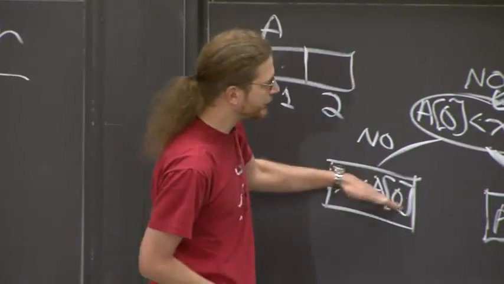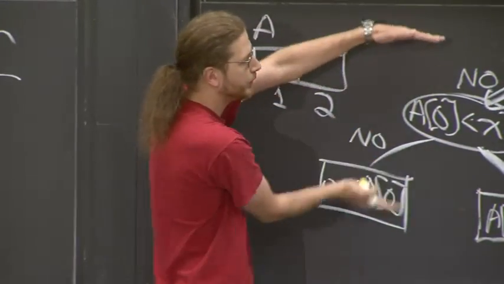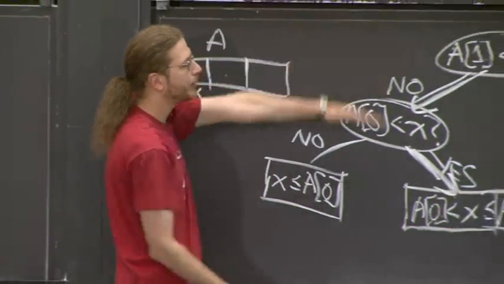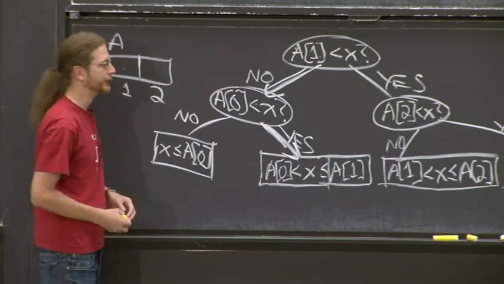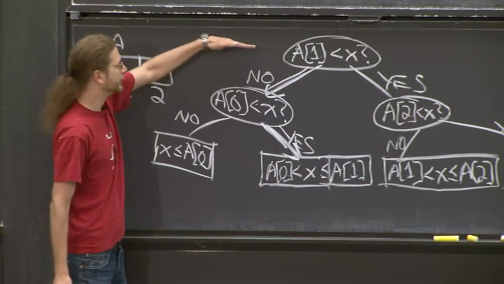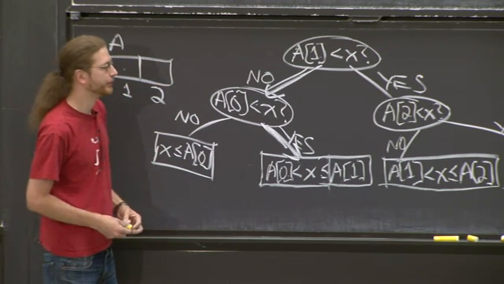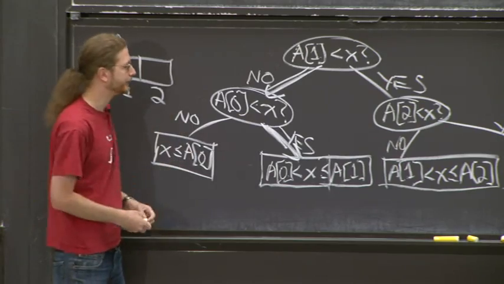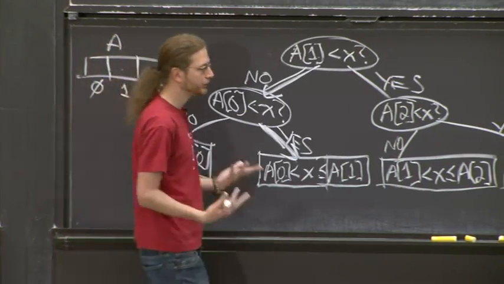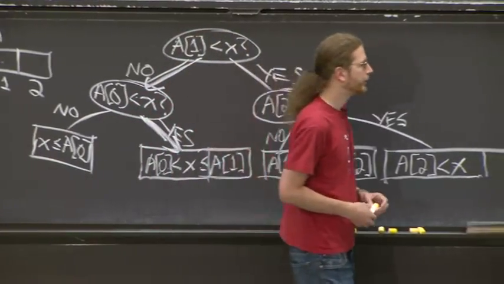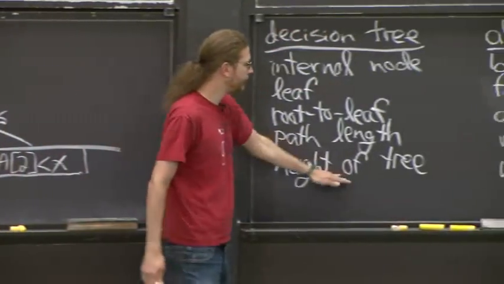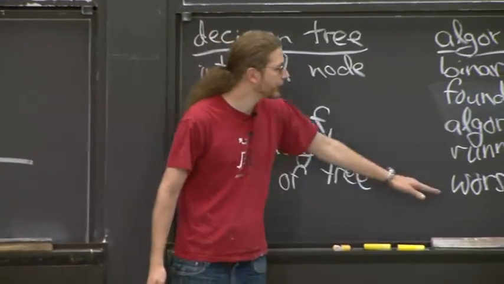So in this case, all the leaves have the same level. But in general, we care about the overall height. How many levels in this tree are there? It's number of levels minus 1, technically. But the length of the longest root to leaf path is the definition of height. So here it's 2. In general, we know for binary search, it's log n. But given an arbitrary decision tree, we just have to figure out what the height of the tree is, and we'll figure out the worst case running time.